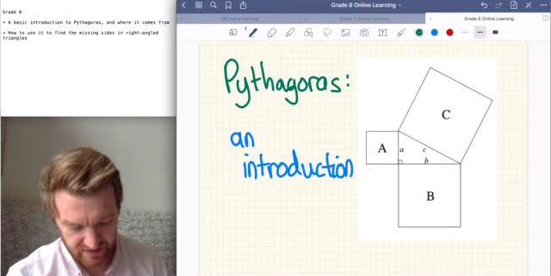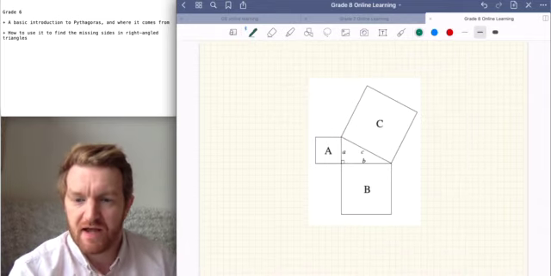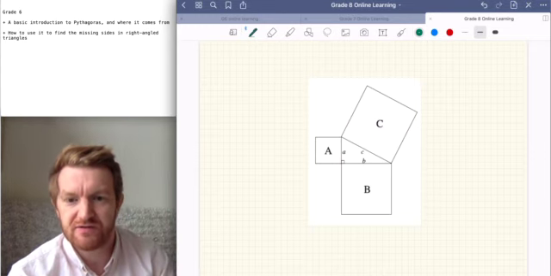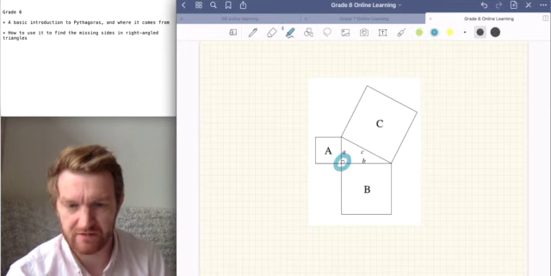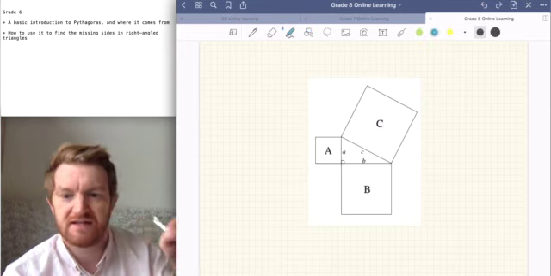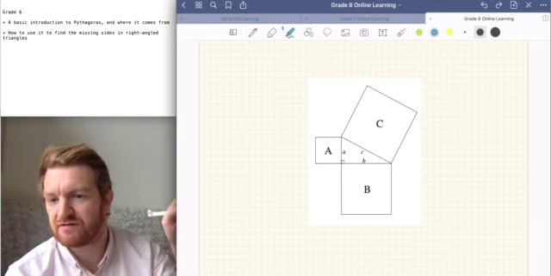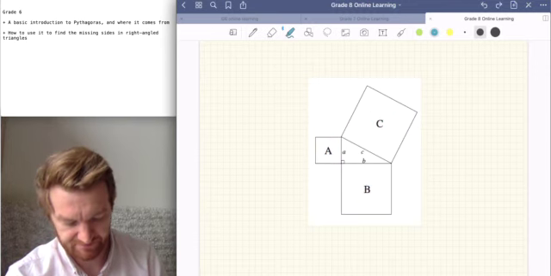So let's just jump straight in. This diagram here shows the basic principle behind Pythagoras. So imagine you've got a right-angled triangle, very important that it's a right-angled triangle, and you took three sides, A, B, and C, of any size, and on the edge of the triangle you can see we've drawn squares. So we've drawn squares C, A, and B.